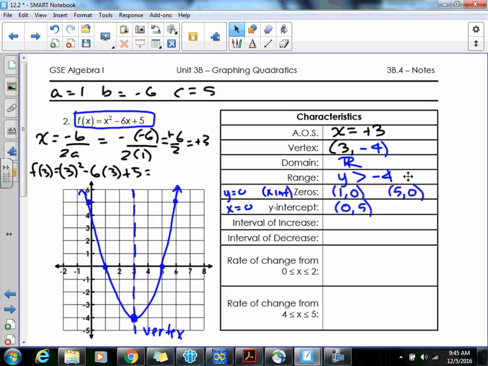Like the very bottom, it's supposed to be there because I calculated it earlier. The vertex is at (3, -4). For the zeros, must it be (0, 5)? Okay, the zero is where y is equal to 0.